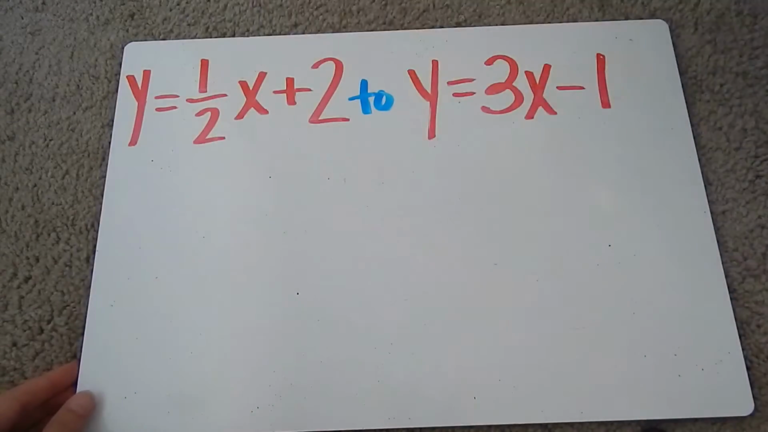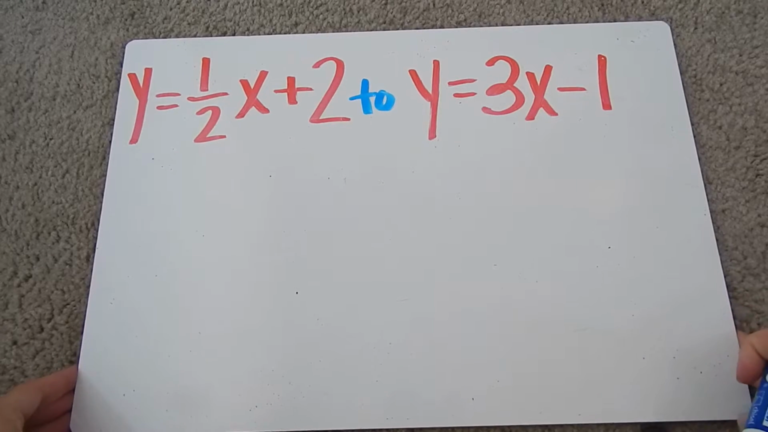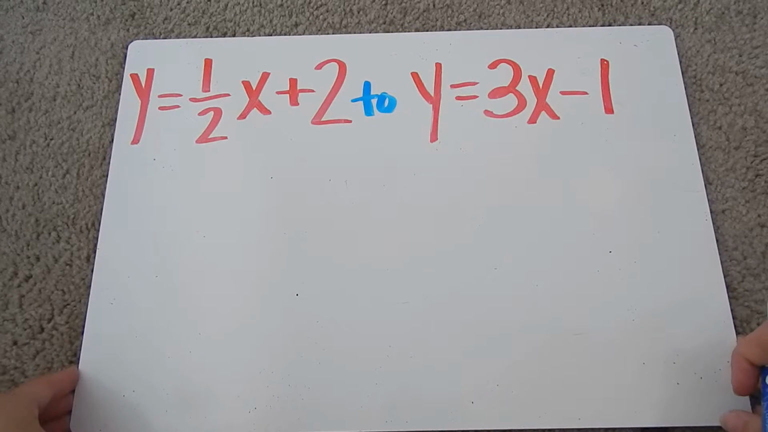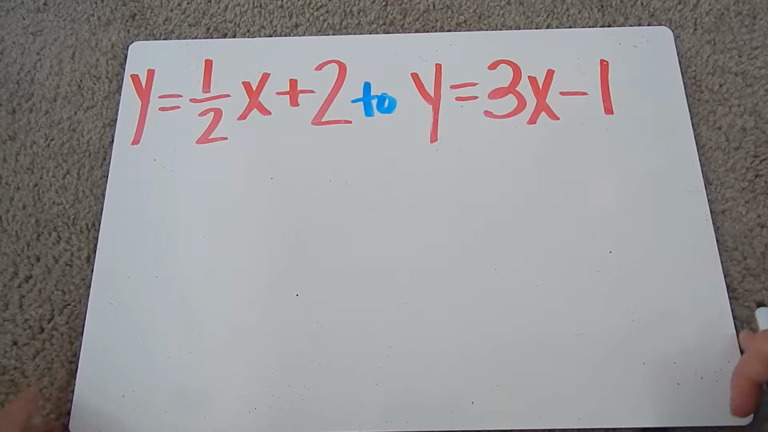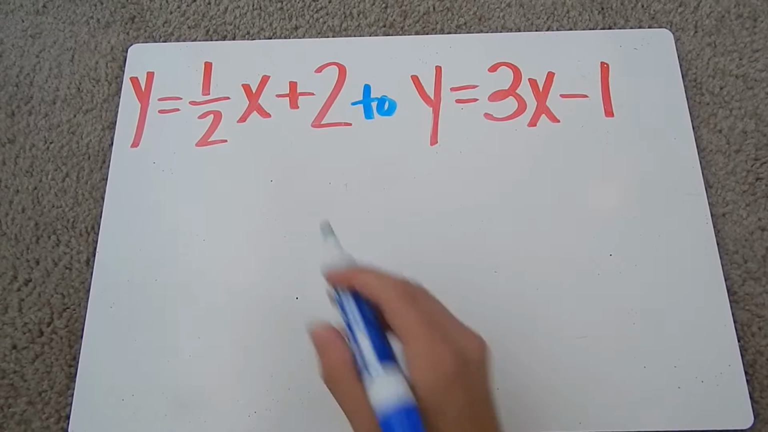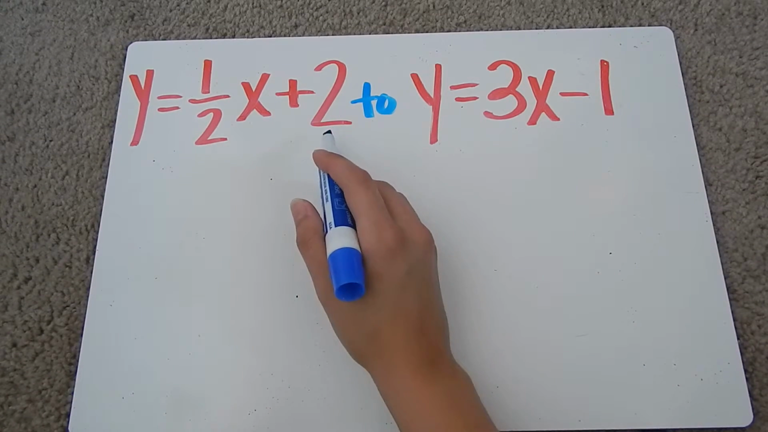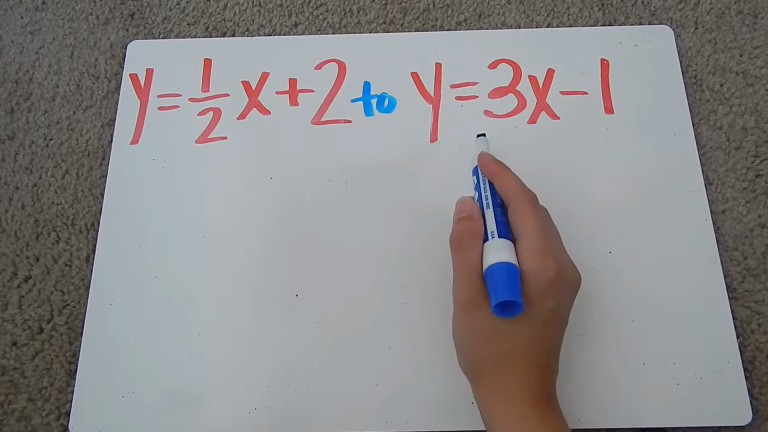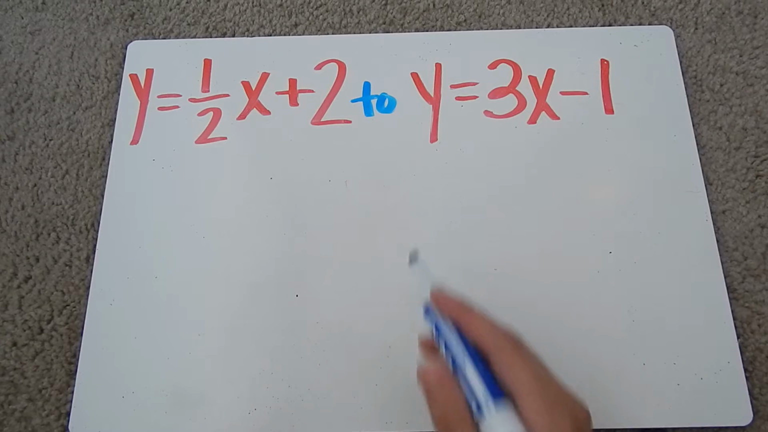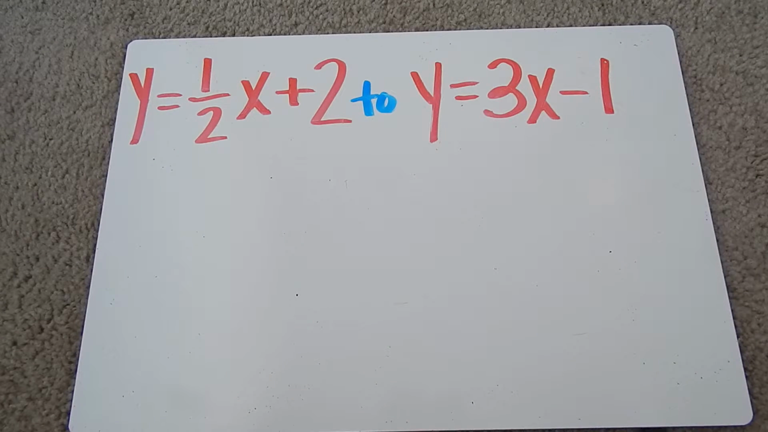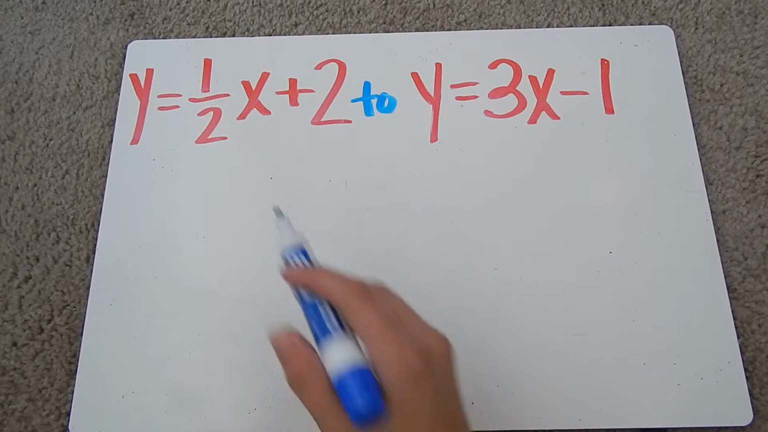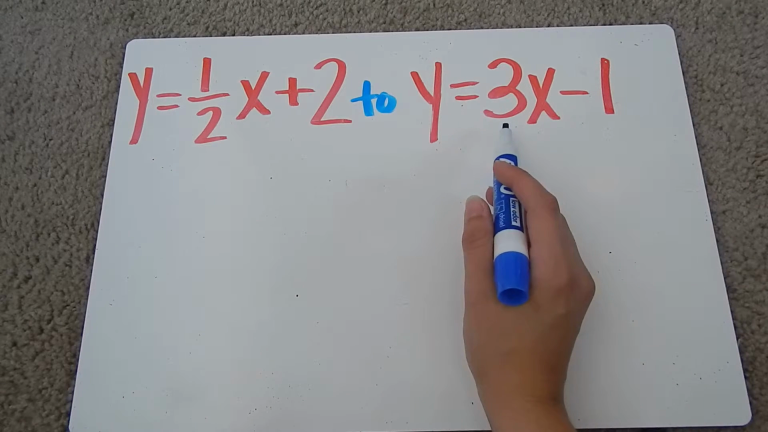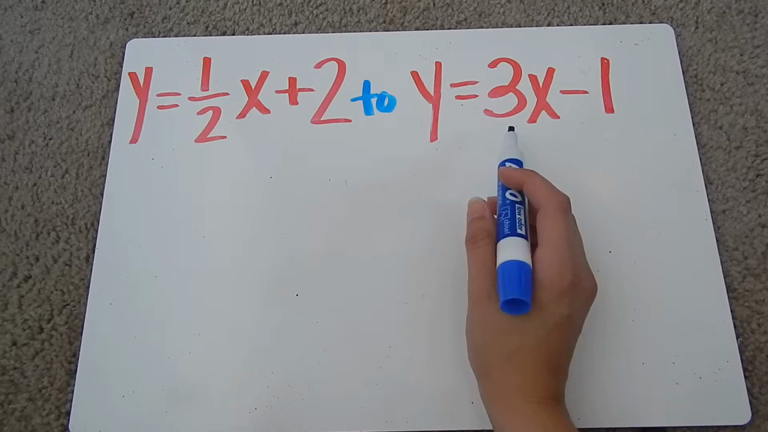Another way you can see a question asked is to list the changes from one equation to another without using the parent function. So here we have our original 1/2 x plus 2. We want to list the changes to our new equation, 3x minus 1. So again, we're going to go in the same order looking at the slope. Both of these slopes are positive, so it does not change direction.